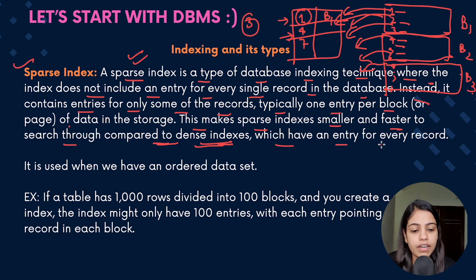Now, which has an entry for every record? Dense index has an entry for every record. Sparse index has an entry for only a single record of each particular block, or you can say it contains an entry for only some of the records.